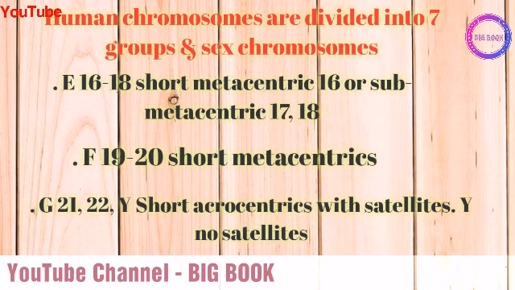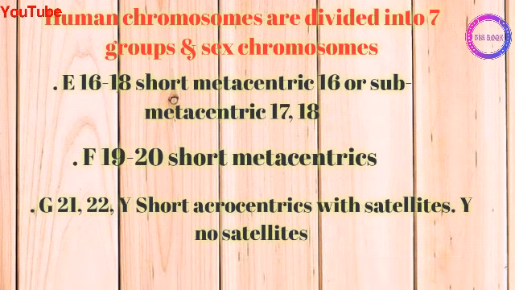F group will be having 19th and 20th short metacentric chromosomes, and the G group will be having 21st, 22nd and Y chromosome. So here this is the last group of the karyotype where this has been arranged. So here 21st and 22nd are short acrocentric with satellites. Y chromosome doesn't have any satellite body.